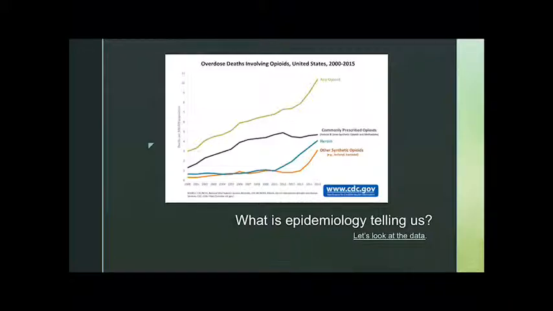Here's another graph. CDC is my very best resource for all things public health, specifically epidemiology. So this is looking at overdose deaths involving opioids over the last 20 years. This shows from 2000 to 2015. And you can see that it has just skyrocketed in the last 10, 15 years or so. And if you look specifically, all opioids are going up, but what's really strikingly going up is heroin and other synthetic opioids such as fentanyl.